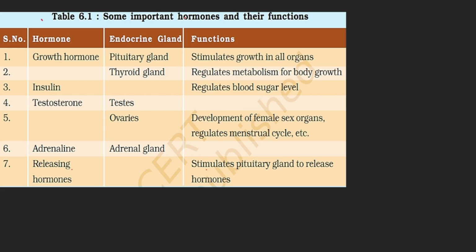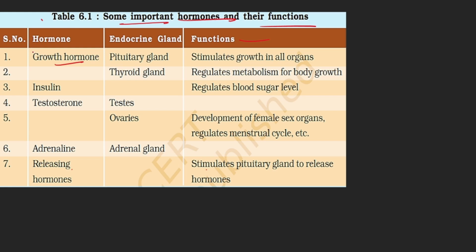Next, we have some important hormones and their functions which are given in your NCERT. If we cover these hormones and functions, what will we learn? We will see the hormone, the gland from where it is secreted, and the function of each hormone. These three things we will be doing every time we read a hormone: the name of the hormone, the gland which secretes it, and its function. This table is given in your NCERT, so we are going to discuss it.